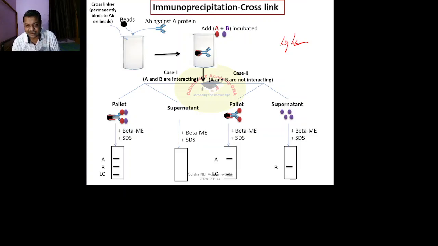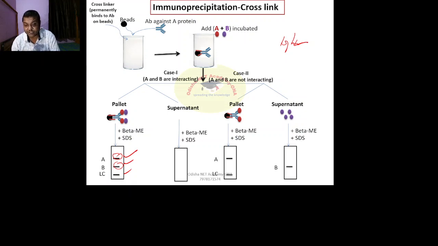interacting case? You can get an A band and a B band, but you may not get the heavy chain, because the heavy chain permanently attaches to the bead and cannot enter the gel. That's why, instead of getting the heavy chain, you can get the A band, B band and light chain. And here, no band in the supernatant. It indicates that A and B are interacting.